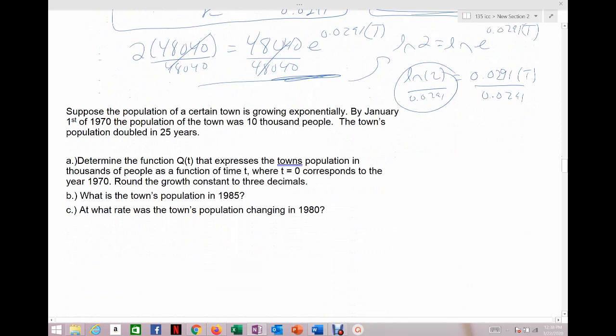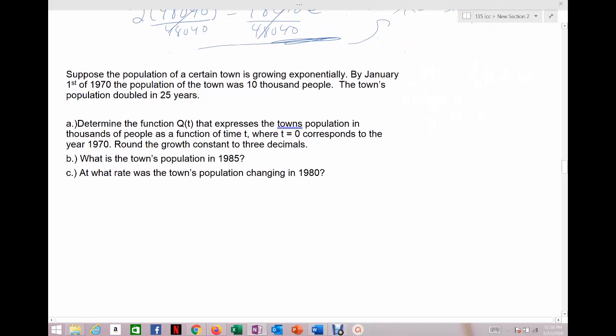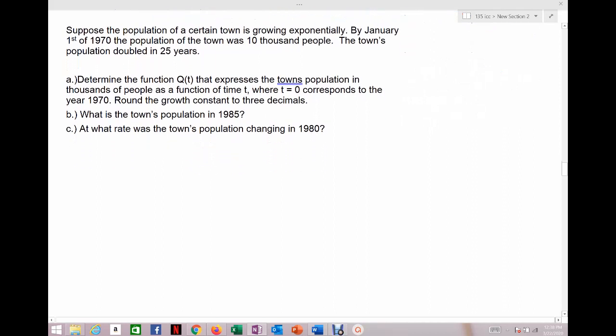That was a general case where they gave me a general number, and we had to find k. This one, we're given our doubling time. Suppose the population of a certain town is growing exponentially. On January 1st of 1970, the population of the town was 10,000 people. The town's population doubled in 25 years. So we're given a doubling time. Determine the function Q(t) that represents the town's population in thousands of people as a function of time.